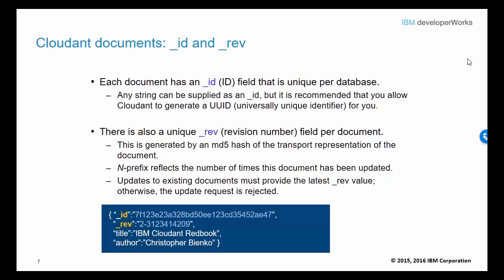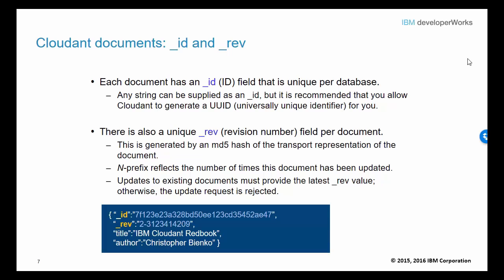There's also a revision number field that's maintained by the Cloudant database, and each document has a unique value for this. It's generated using an MD5 hash of some document-specific information. And if you look at this example here, it's always prefixed by a number. And in this case, the number represents the number of times that the document has been updated. So for example, here the number is 2. So we know that this document has been updated 2 times.